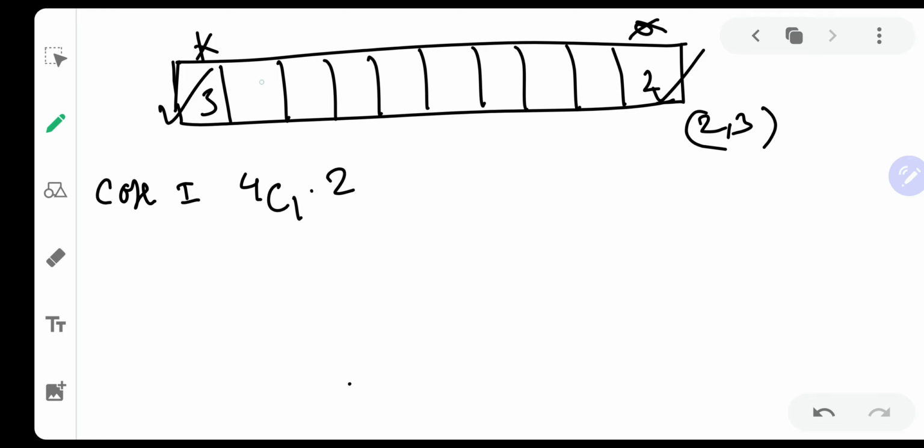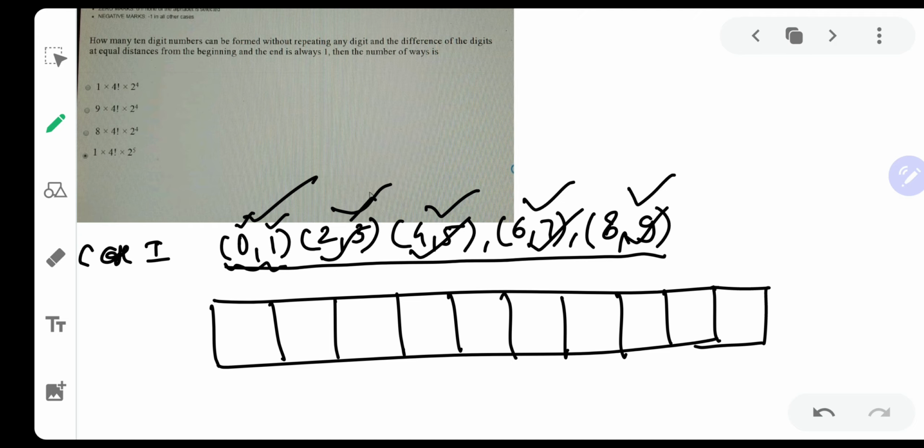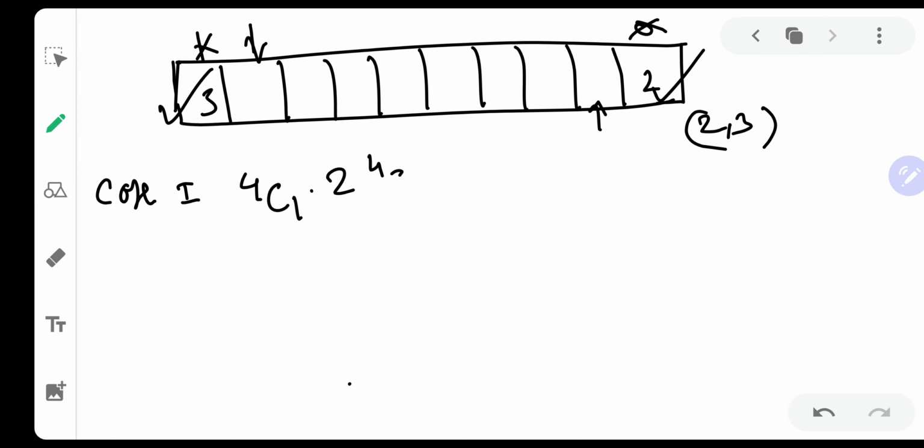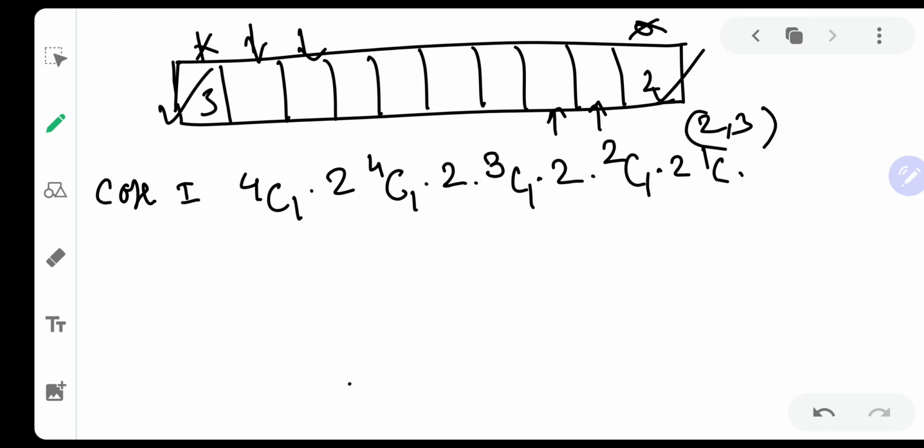Then for this particular position, how many possibilities do I have? You will say 3, but no, there will be 4. Suppose 2 3 is gone, so now 0 1 can be taken, right? So there will again be 4C1 possibilities, and they can be arranged in 2 ways. Similarly, as I move ahead, there will be 3C1 and 2 ways, then 2C1 and 2 ways, then 1C1 and 2 ways. I hope you got it the way I did it.